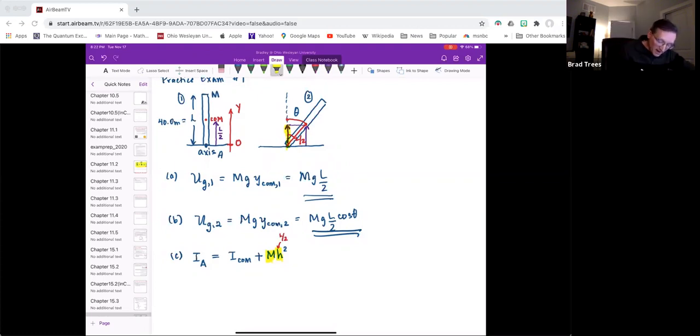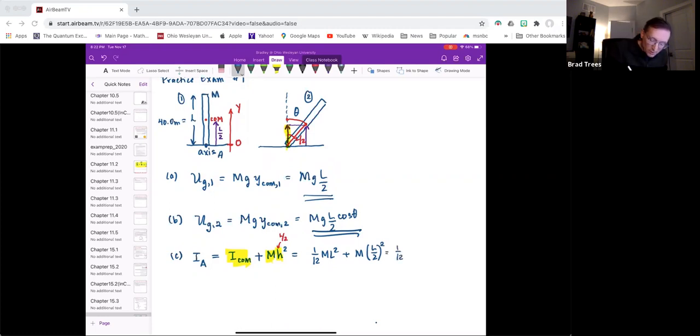Now, what do we use for this I COM? That's a common enough expression that we can get it from the table in chapter 10. This is just a uniform rod of mass m, length L, and for the I COM, the axis through the center of mass, that is 1/12 ml squared. So I take 1/12 ml squared plus m times h squared, where h is L over 2.